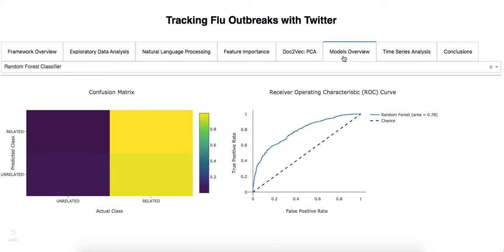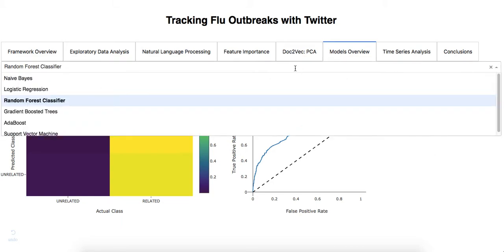Once I had determined the best approach to processing my tweets, I could then train different machine learning models on the tweets and determine the best classifier for my tweets. So I trained naive Bayes, logistic regression, random forest, gradient boost, AdaBoost, and SVMs, and used several metrics to assess what was best for my data.